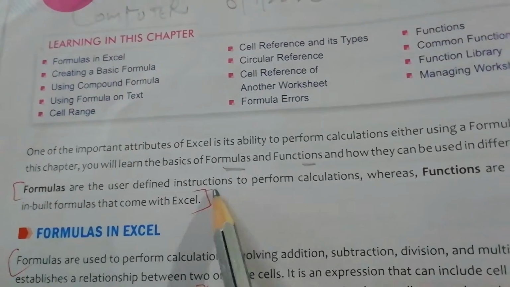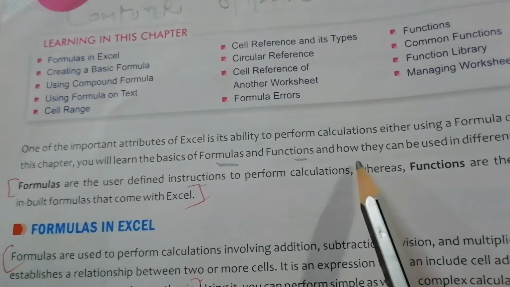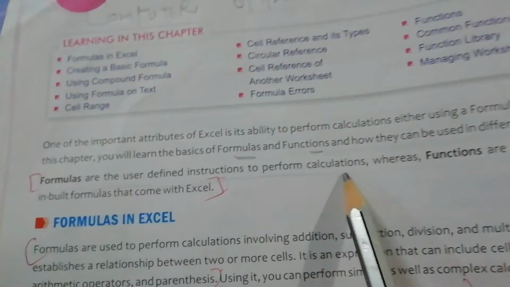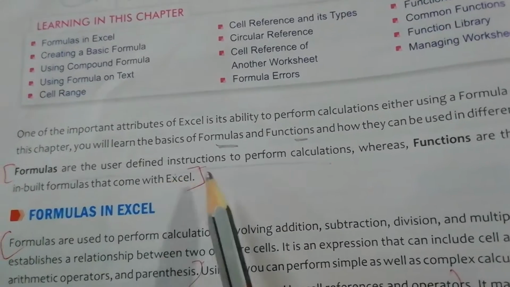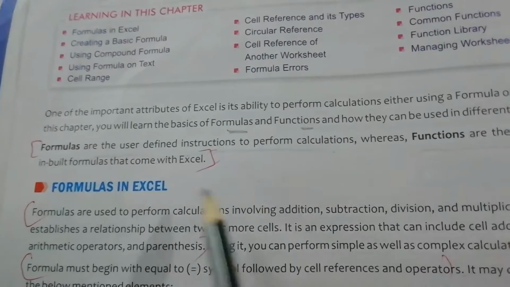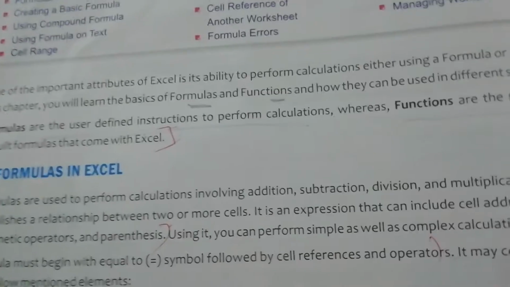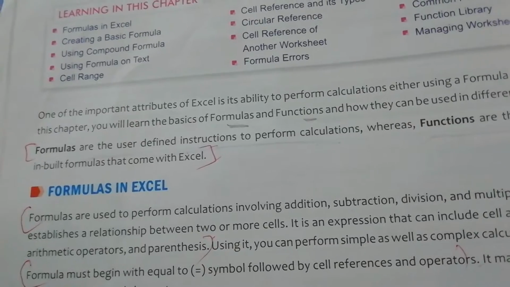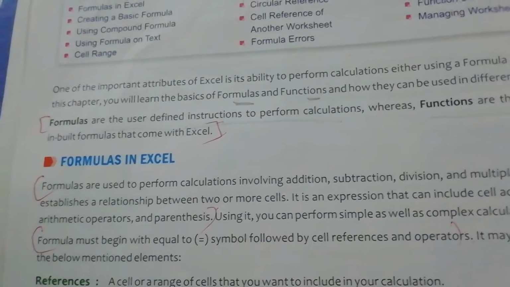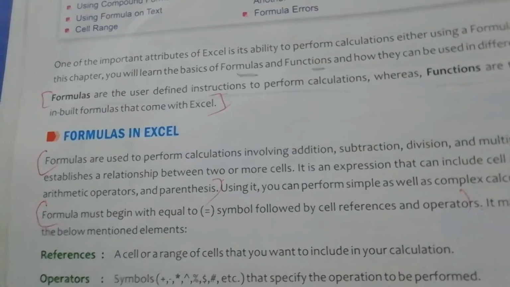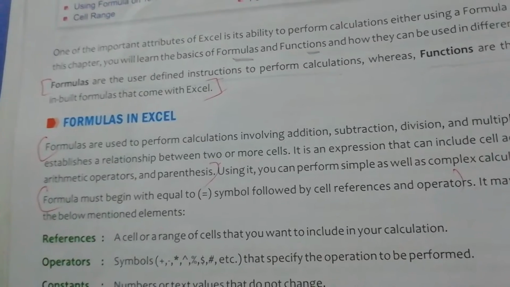Formulas are the user defined instruction to perform calculation. Very important point that formula is user defined. Who creates it? The user. Why? To perform calculation. But on the other side, functions are the predefined or inbuilt formulas that come with Excel. That means a formula is user defined and functions are predefined or inbuilt, which you do not create; the system gives them to you and you have to just use them.